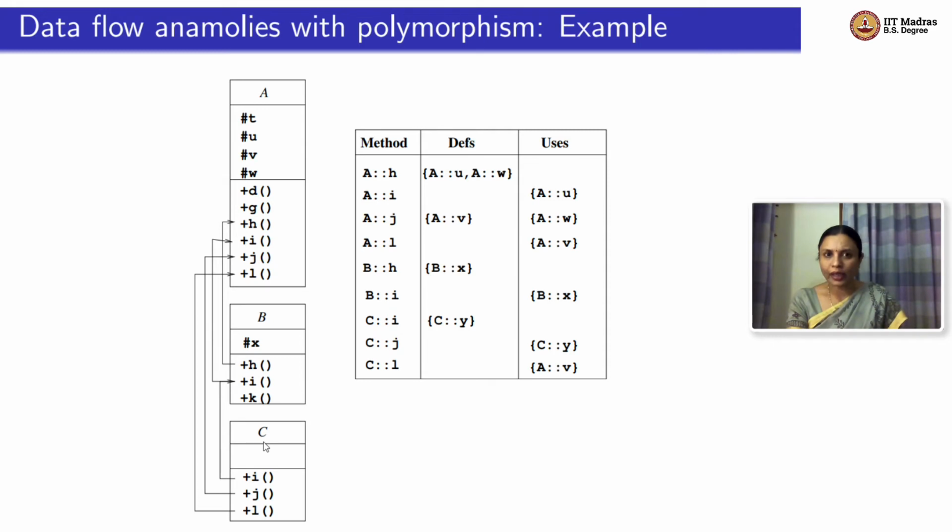C is another child class. Class C has methods I, J, and L. Method I of class C overrides method I of class B. Method J of class C overrides method J of class A. That's where this arrow points to. And there is a method L of class C which overrides method L of class A. I've just walked through this class inheritance diagram for you.